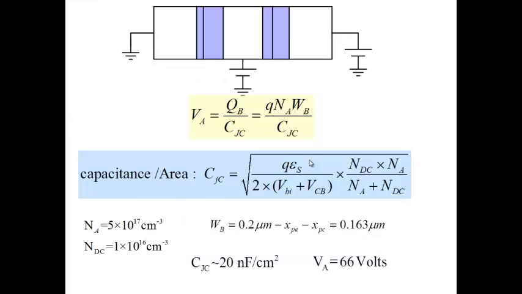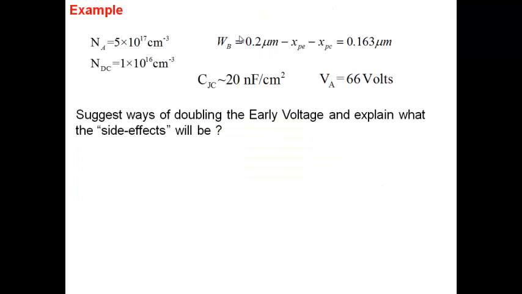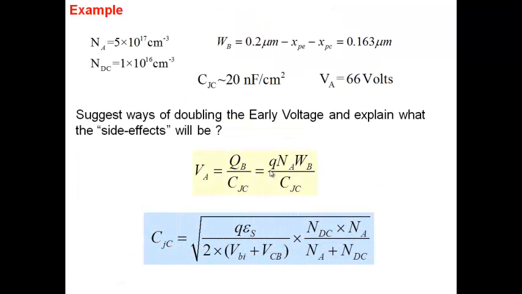Decrease. Look at it as you look at this. WB is what? WB is from here to here. It is equal to the total metallurgical width minus this one here and minus this one here. As you increase the doping, depletion will become smaller and WB will actually increase, right? So in a way, it helps you if you simply double the base width, right? You know that WB is also going to increase, so you'll get more than double the early voltage.